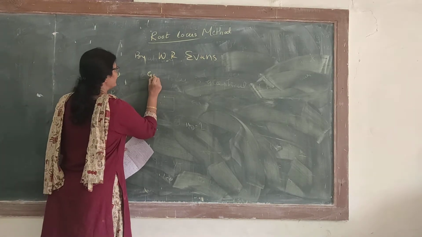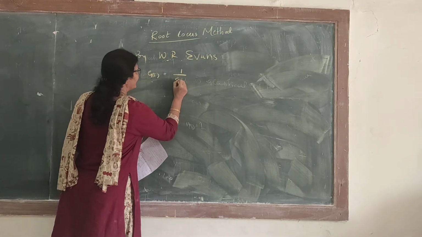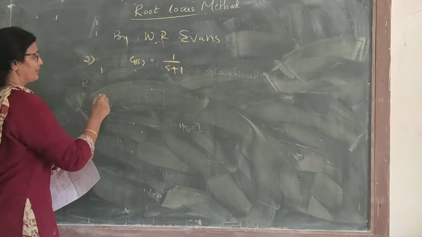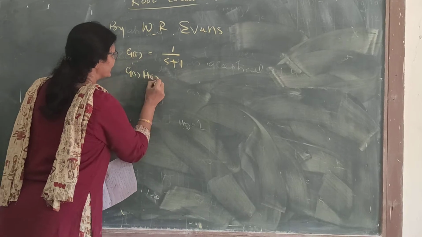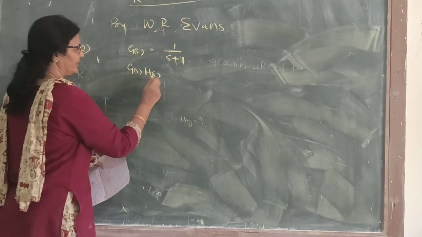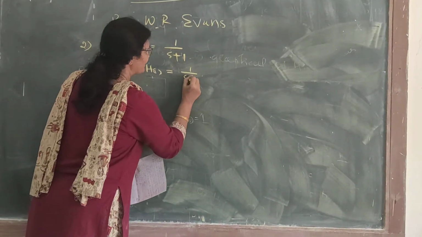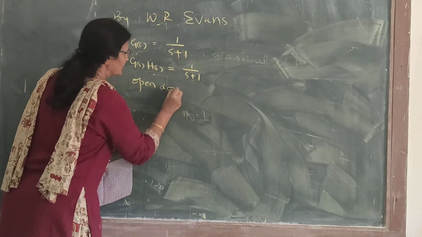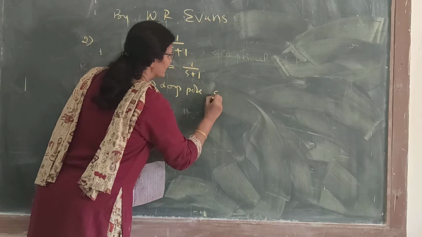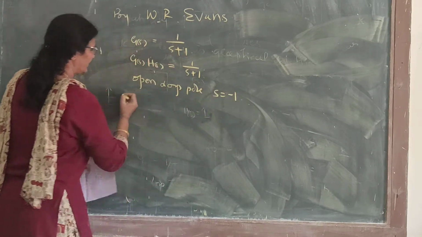Suppose G(s) equals 1 divided by s plus 1. That is the open loop transfer function, H(s) is unity, so it's a negative unity feedback. Thus, this is s plus 1. Then the open loop pole is at s equal to minus 1.